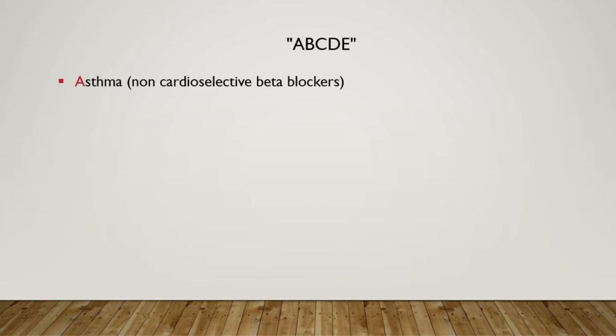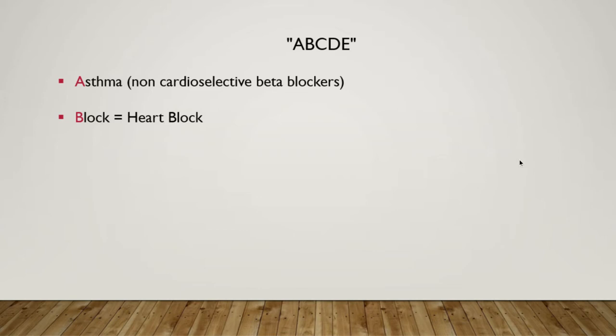So beta blockers are contraindicated in patients who have asthma, specifically non-cardioselective beta blockers. As we look back, those act on the beta 2 receptors, and actually the non-cardioselective act on both beta 1 and beta 2. And the beta 2 are the receptors that are located in the lungs, which can cause issues for patients with asthma.